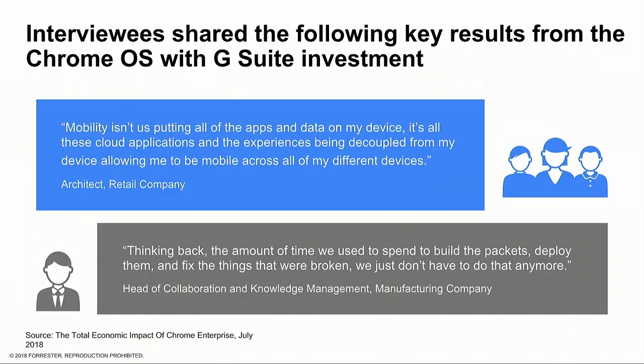So just a couple quotes here, because this first one I think does a really nice job of just discussing what it means to be a cloud worker. And so I'm going to read it real quick. But mobility isn't us putting all of the apps and the data on my device. It's all these cloud applications and the experiences being decoupled from my devices, allowing me to be mobile across all of my different devices. That's pretty powerful. Think of that. It's not just them putting the apps and the data on their phone or whatever device they have so they can do their work when they're mobile, but it's actually them being able to do their work wherever they need to do their work, irrespective of the device that they're using. That's what it means to be truly mobile. And for this organization, Google helped them to achieve that.